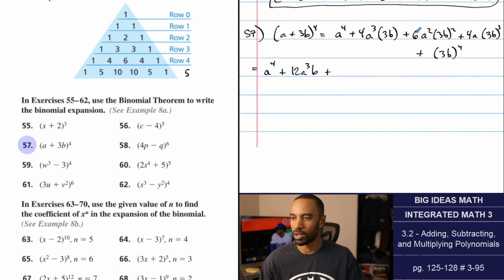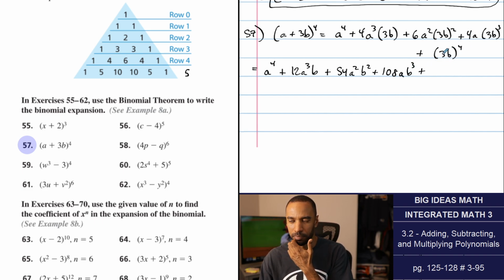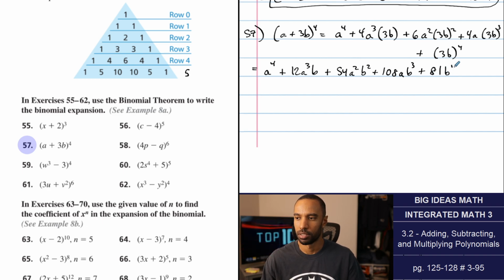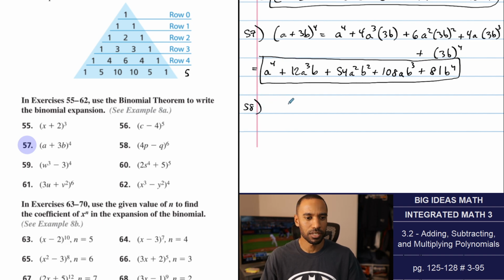3b, 3 squared is 9 times 6 is 54. So 54a squared b squared. 4 times 27 is 108. And then, I'm on my last term. And then 3 to the fourth is 81. All right. That was actually, I expected it to kind of get bigger. 5 to the 8th is going to have big numbers.